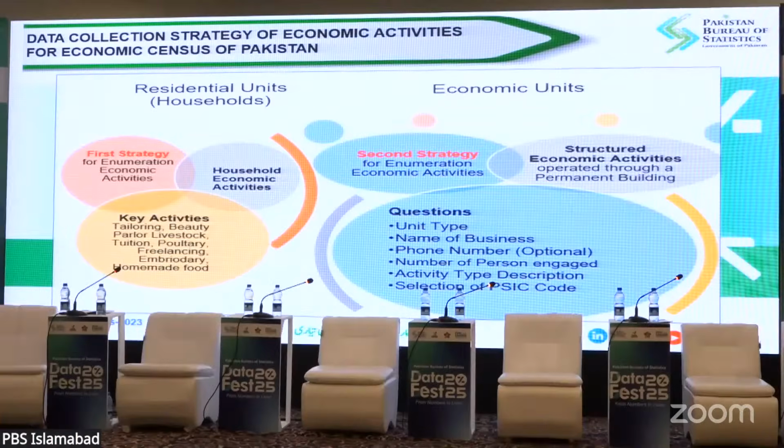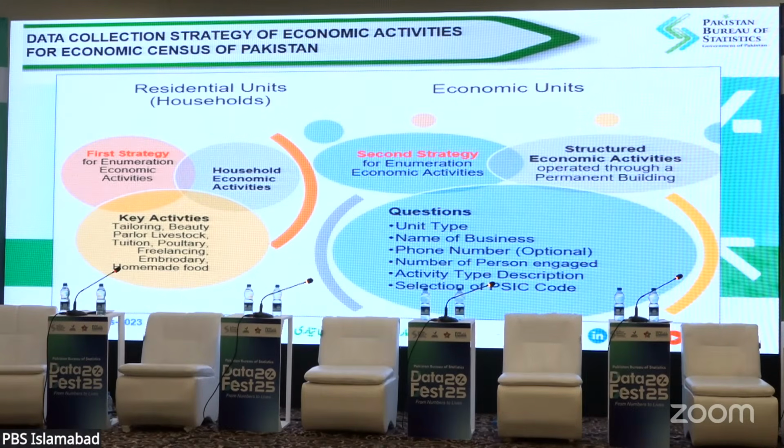Next. So as far as the residential units are concerned, the households, the first strategy was for enumeration of the economic activities. So household economic activities, whatever the economic activities were being carried out by the household, included tailoring, beauty parlor, livestock, tuition, poultry, freelancing, which was a huge activity which was not being covered previously, and embroidery. So these were the economic activities which were being carried out in the household, and they have been captured in the economic census as household activities.